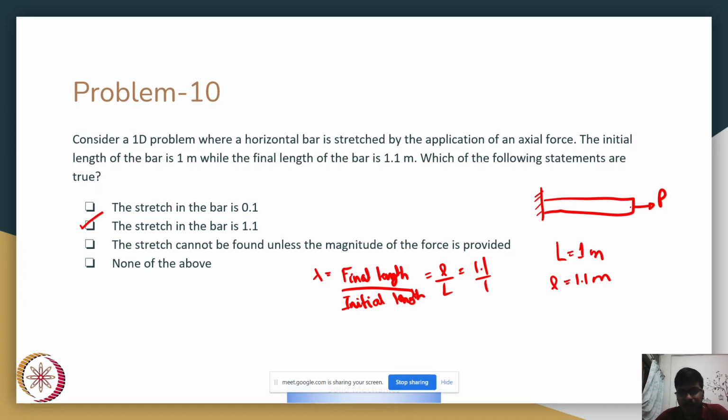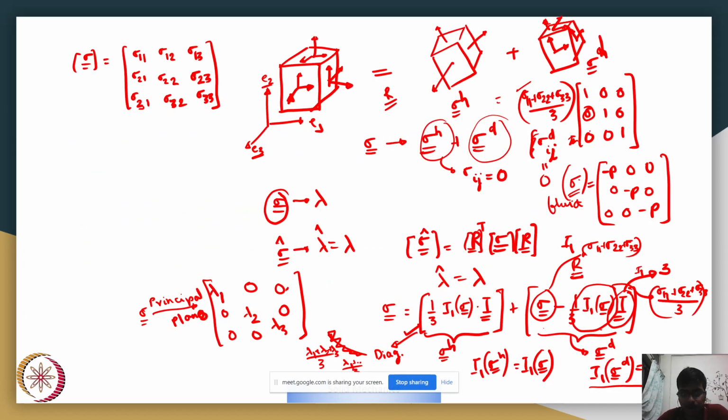Till week 4, we were mostly looking at stress only. Now we have started looking into strain. So have you started doing the week 5 lectures?